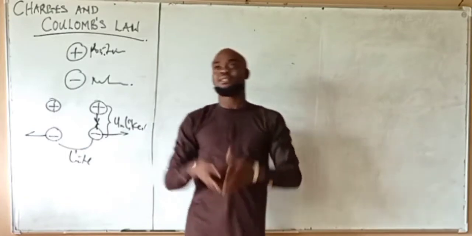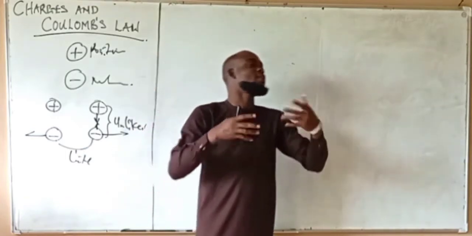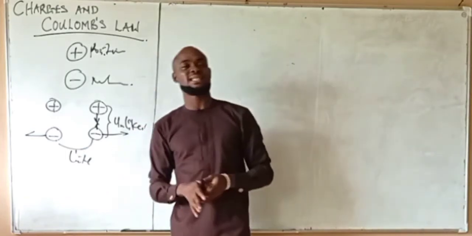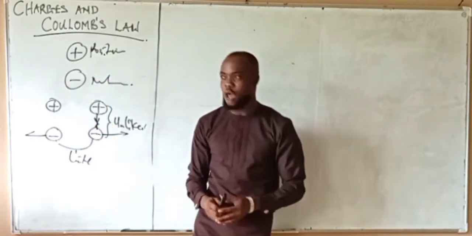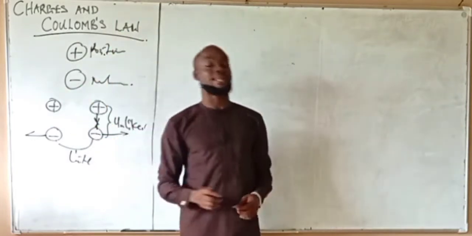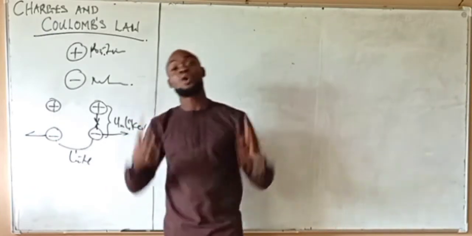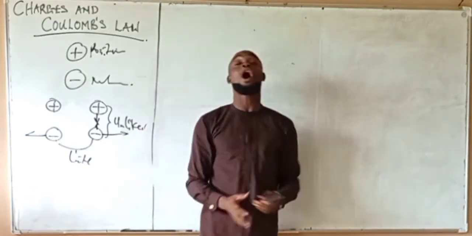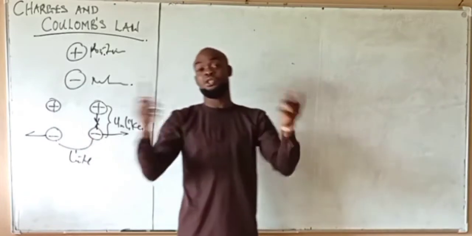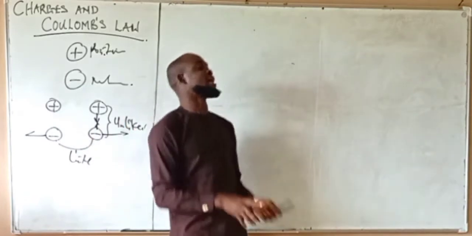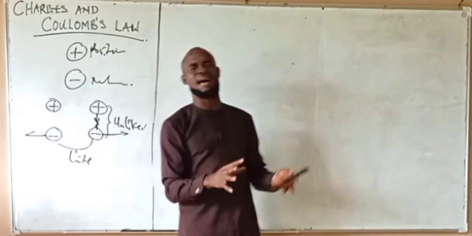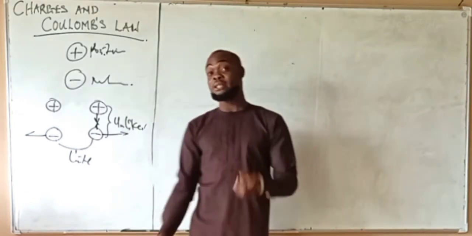Charges are conserved. Now, what's the meaning of charges are conserved? This means that the algebraic sum of all charges in an isolated system, or in the universe, is constant. The algebraic sum of all the charges in an isolated system or in the universe is constant. This is telling us that charge is conserved.